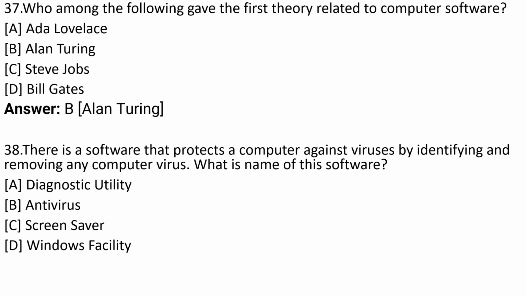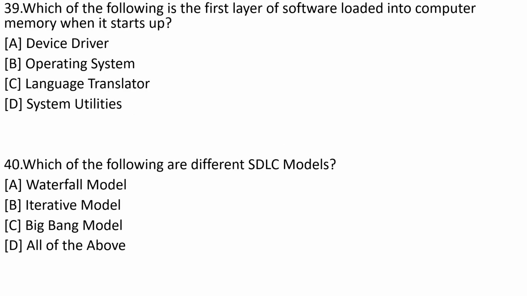Question number 38. There is a software that protects a computer against viruses by identifying and removing any computer virus. What is the name of this software? Option A diagnostic utility, option B antivirus, option C screensaver, option D Windows facility. And the answer is option B antivirus.